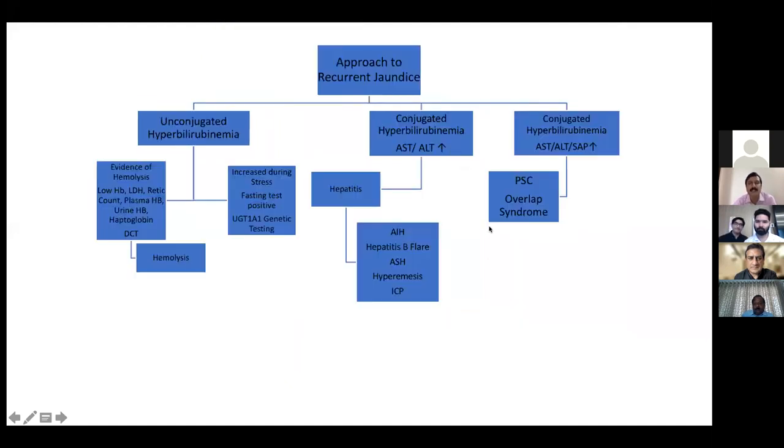So just to show you this final slide of approach to a recurrent jaundice patient, we have discussed that unconjugated hyperbilirubinemia can be an important cause, and you have to look for evidence of hemolysis in such patients. This can be done by looking at the hemoglobin, LDH, retic count. You can look at the peripheral smear and the plasma urine Hb, as well as the haptoglobin or the DCT test. And if there is evidence of hemolysis, then you can label that this unconjugated hyperbilirubinemia is because of hemolysis.